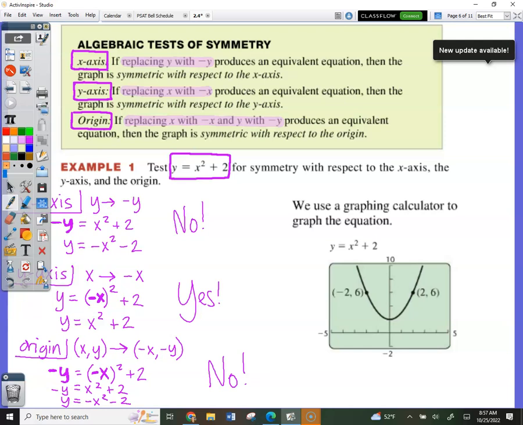I put the graph on here so that you can see the visual. This was the graph of what we just looked at. Now you can see that it definitely does not flip over the x-axis and line up. You can't fold it over the x-axis. You definitely can fold it over the y-axis. You also can see that you definitely cannot rotate it 180 and have it be the same. All right.